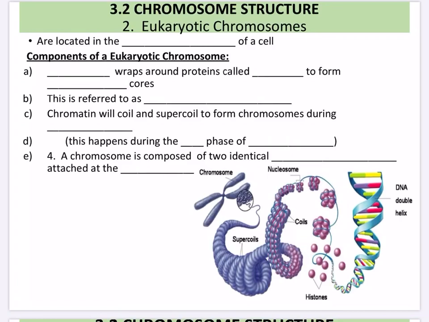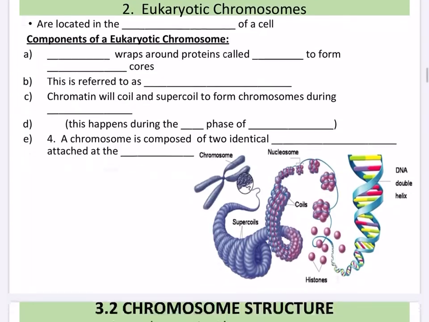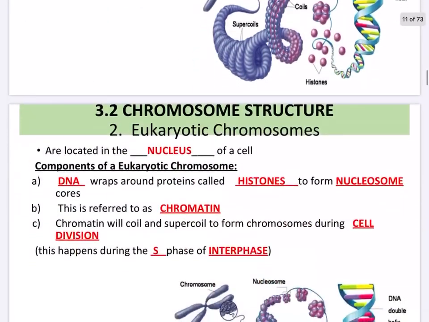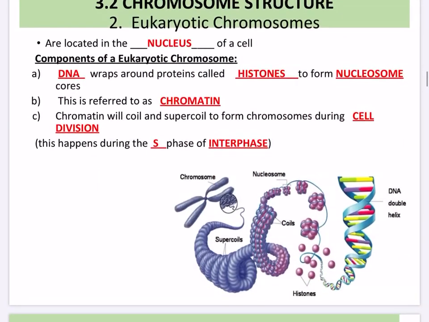The chromosomes are located in the nucleus of the cell. DNA wraps around the proteins called histones to form nucleosome cores. They are referred to as chromatin when they're wrapped around like that. Okay, and the chromatin will coil up and supercoil during cell division.